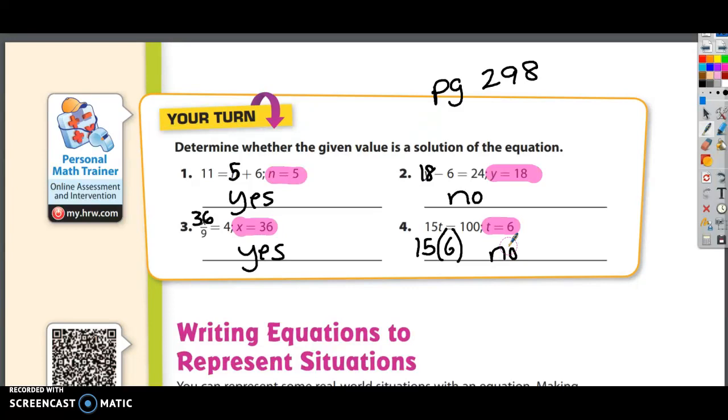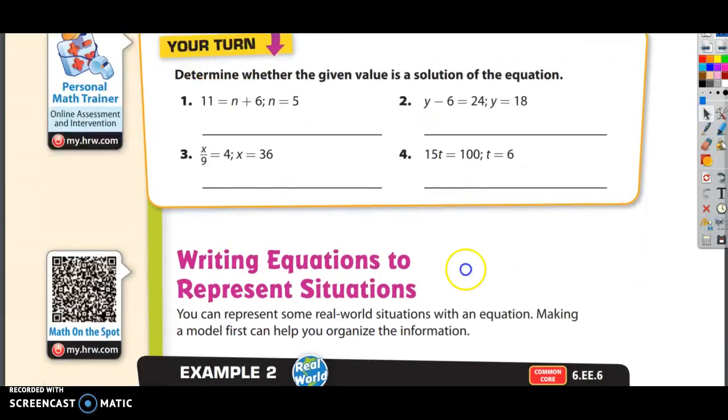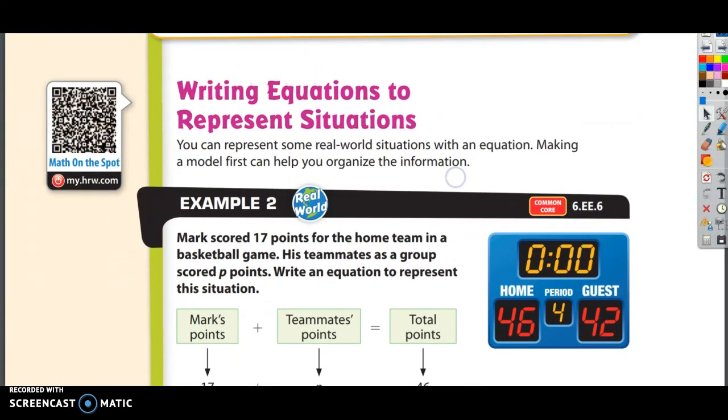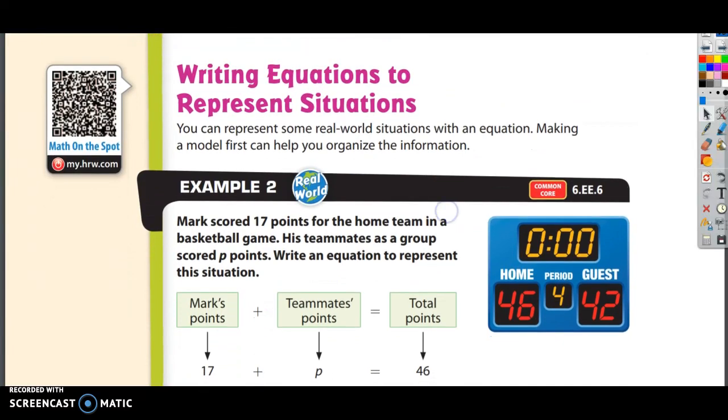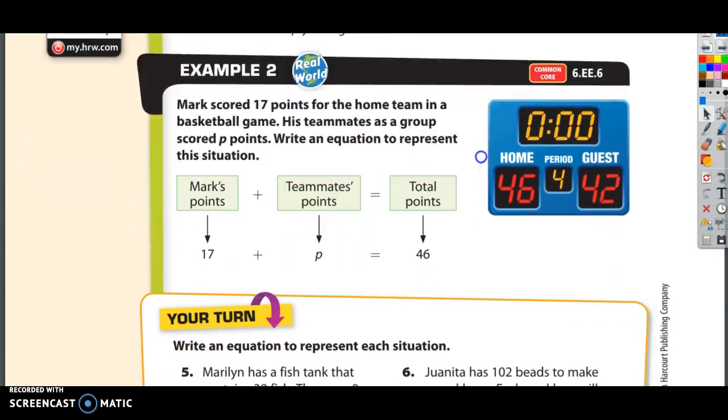All right, cool, good job. We're done with the top of page 298. Let's do some reading, and then there are four more your turns at the bottom of the page. We are on the section that says writing equations to represent situations. You can represent some real-world situations with an equation. Making a model first can help you organize the information.